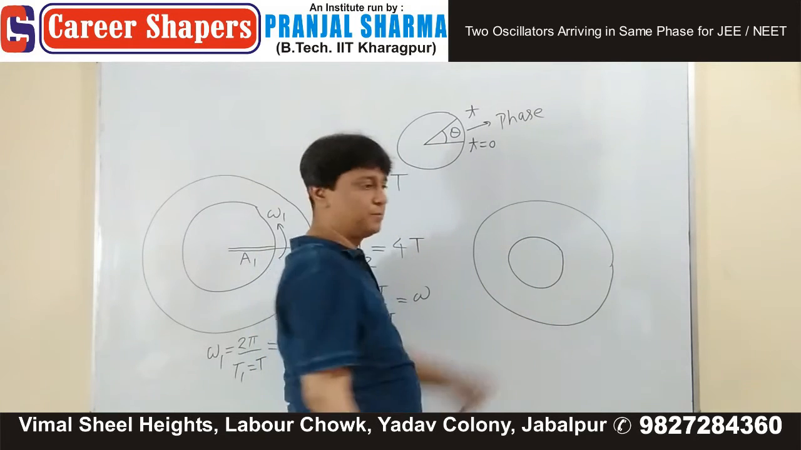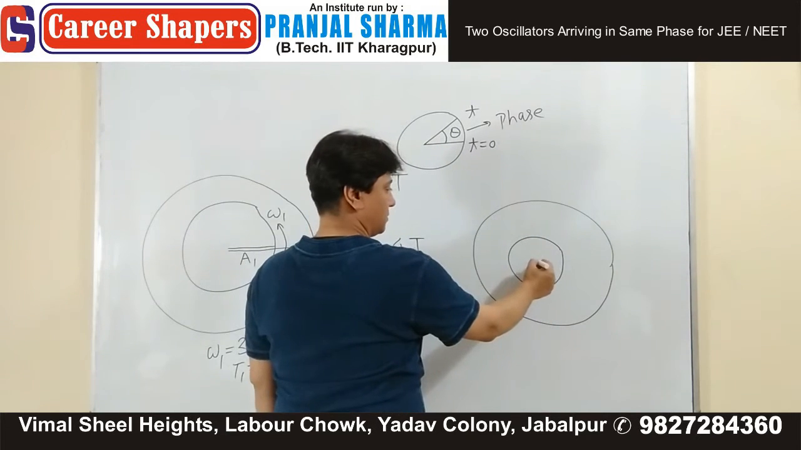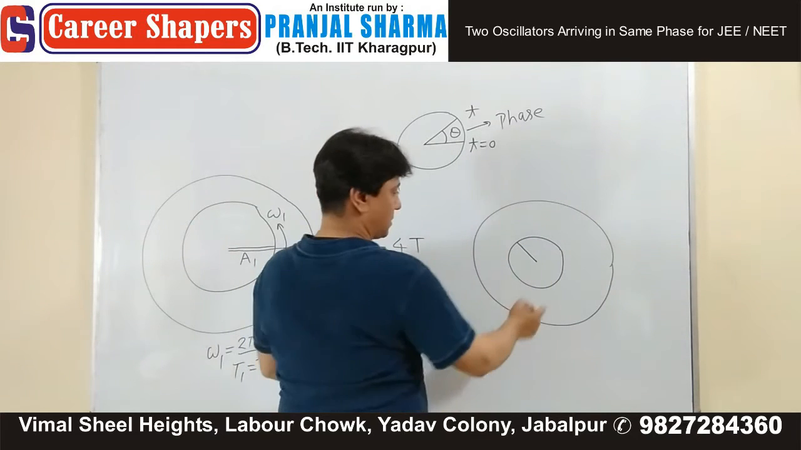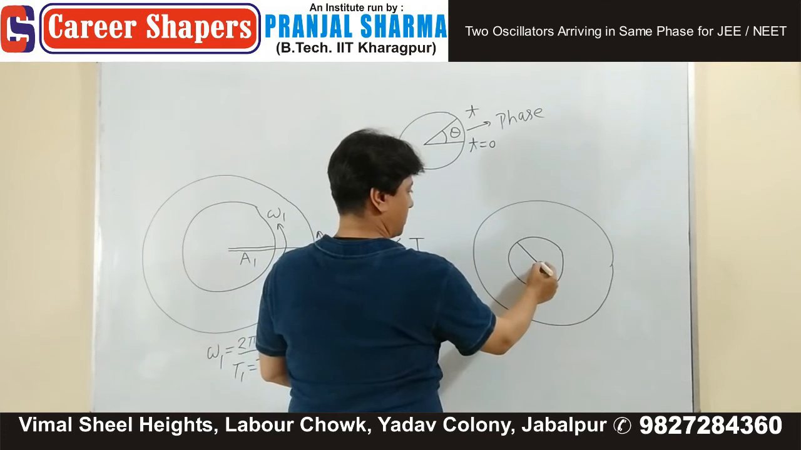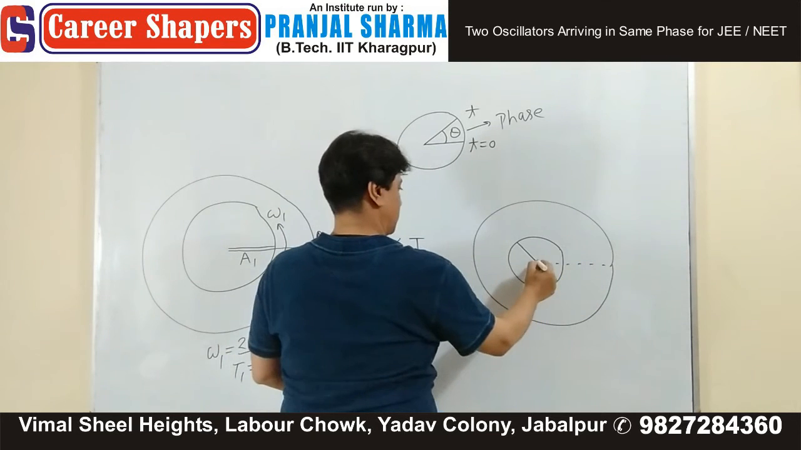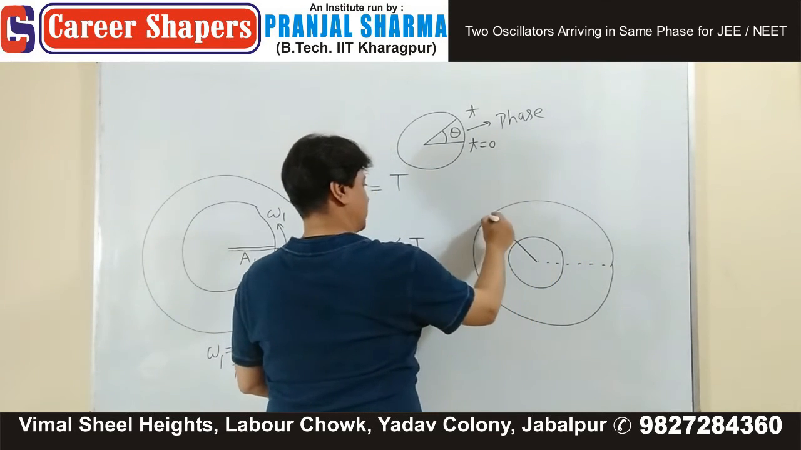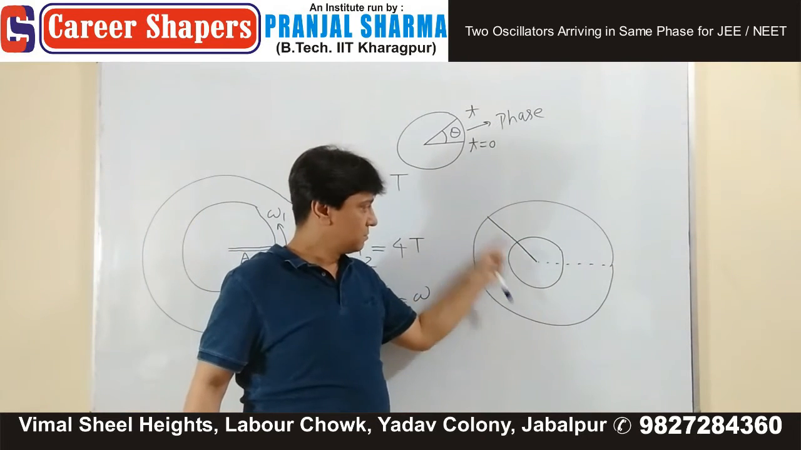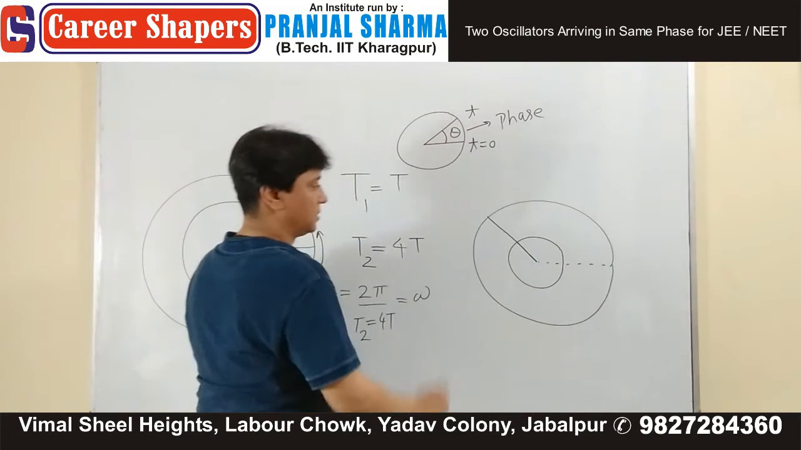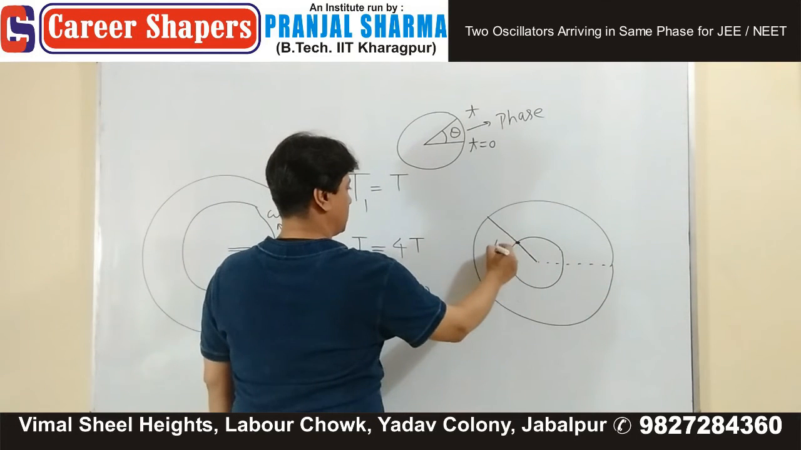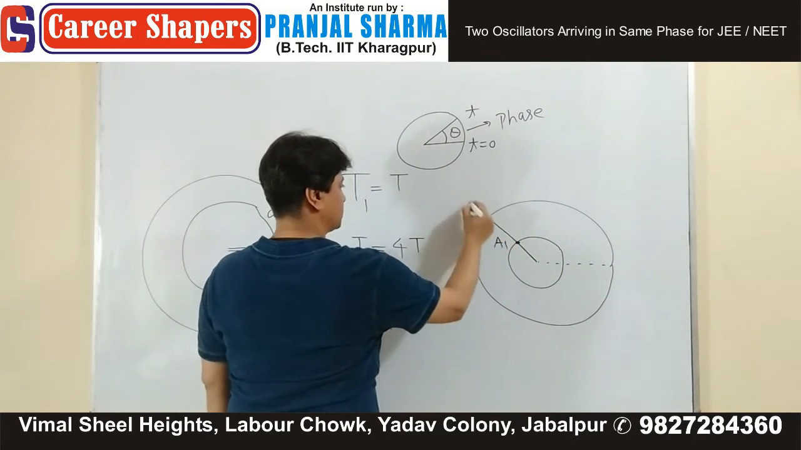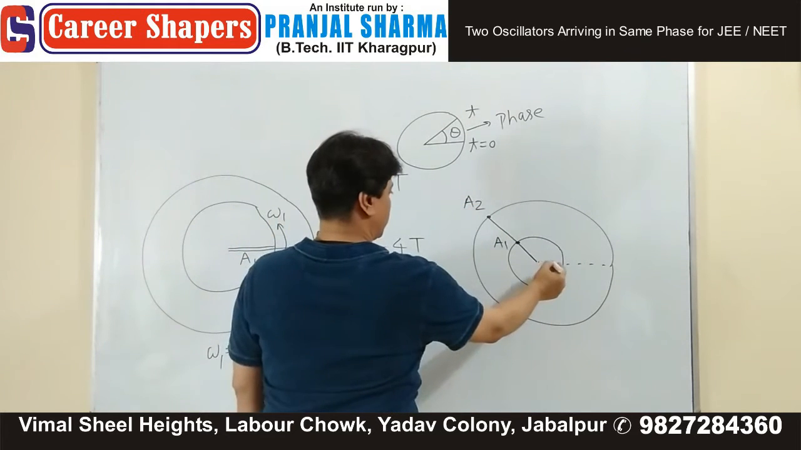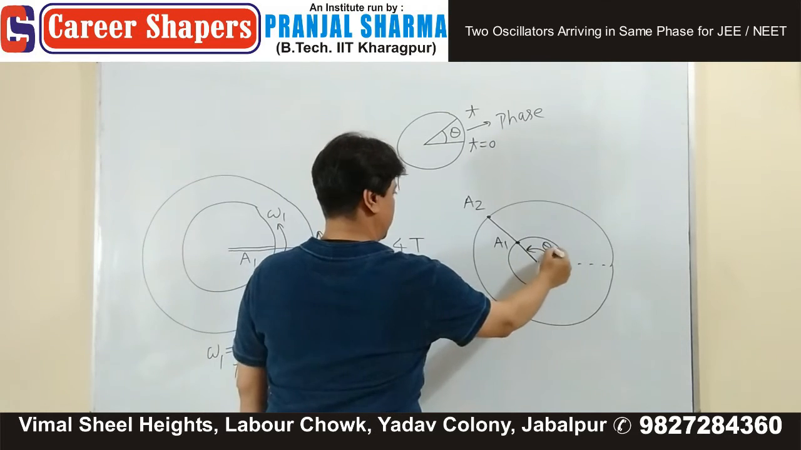Let's say this thing happens when the rods are like this. This is A1 and this is A2. Up to this point A1 and up to this point A2. They are subtending the same angle theta.